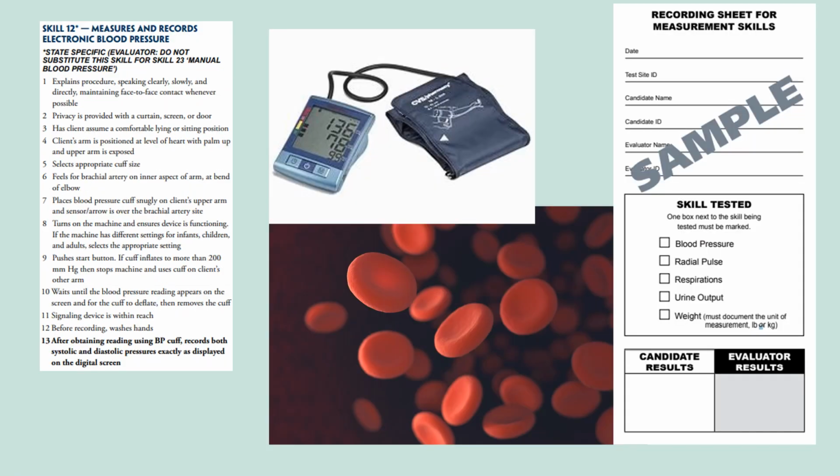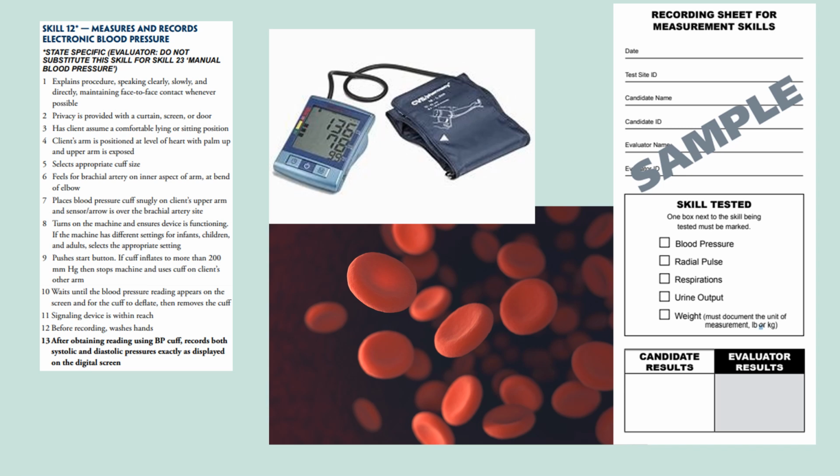Some states test skill 12, electronic BP, and other states test skill 23, manual BP. These are not interchangeable and are set by your nurse aide state agency as a required skill. Check in your state nurse aide candidate handbook for the correct skill in your state. In both skill 12 and 23, candidates must palpate the brachial artery, and they must put the cuff on correctly with the sensor arrow over the artery. The client's palm must be up and at heart level.